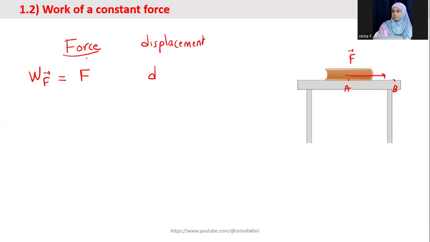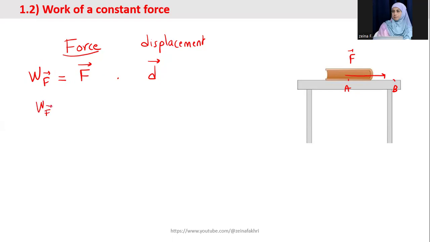But we know that the force is not a scalar quantity, it's a vector quantity. Same as the displacement. The displacement we are seeing from A to B, so it's also a vector quantity, which means that the work of the force can be given by the scalar product of the force multiplied by the displacement. So we are multiplying two vectors, and in this case, we can write it in this form.